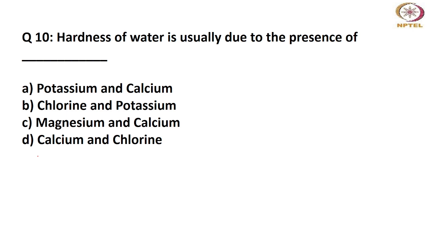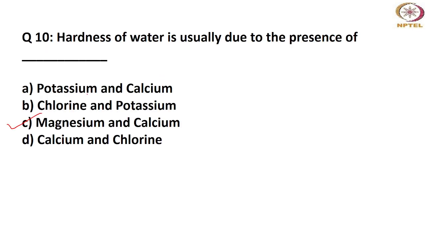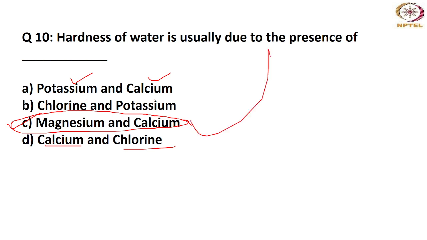Okay, Georgia, I got your answer. Thank you. You are saying the option C, right? Fine. Yes, the correct answer is option C, that is magnesium and calcium. Depending upon these various options like potassium, calcium, or chlorine, potassium, and the calcium and chlorine, this is my correct answer. Magnesium and calcium.